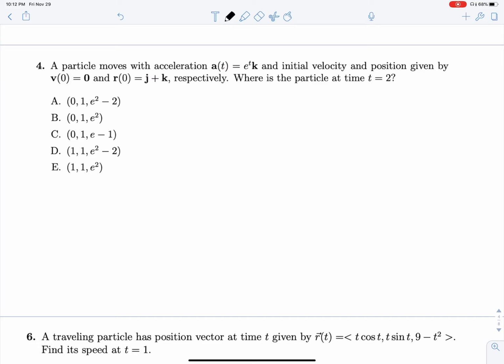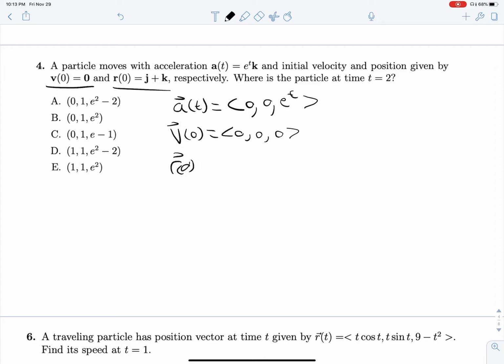A particle moves with this acceleration, and let's write this in the form that's easier to see, which is a of t equal to, well, our i component is 0, our j component is 0, and we have e to the t as our k component. And we are told that our initial velocity is 0, and that our initial position is, I'll write all this out, v of 0 is 0, 0, 0, and r of 0 is, well, our i component is 0, j component and k component are both 1. And we are ready to go.